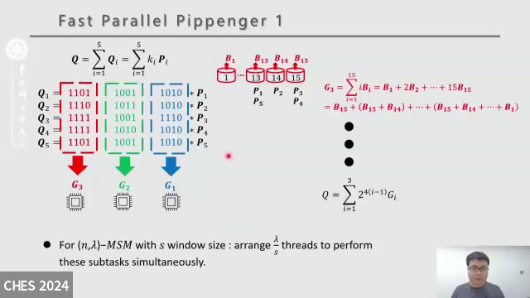This is a natural method. Recall that during the Pippenger algorithm, we can obtain some independent subtasks, just like this. So for an n, lambda MSM with window size s, we can arrange lambda divided by s threads to perform these subtasks simultaneously.